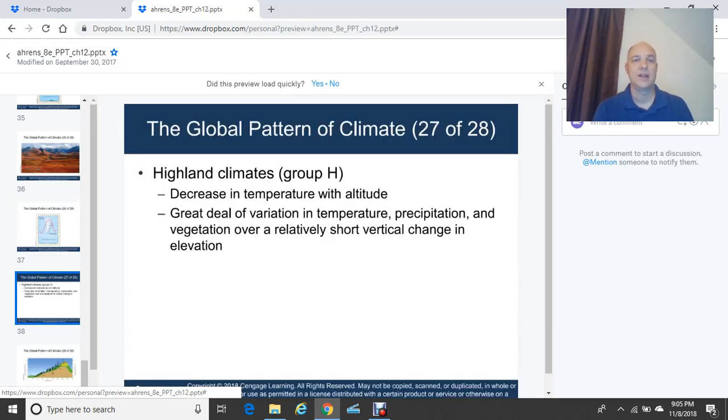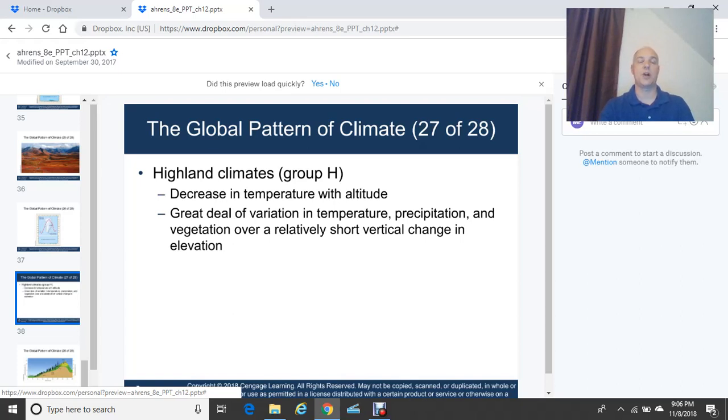Just wow, incredible. All right, and then we have a special climate classification group known as the Highland Climates, and we just appropriately group these in a group H. H for Highland. There's a decrease in temperature because of altitude. We're talking about mountainous areas when we talk about Highland climates. They do say that mountains create their own weather, and they're not lying, because they really do. There is a great deal of variation in temperature, precipitation, and vegetation over a relatively short vertical change in elevation that occurs with Highland climates.